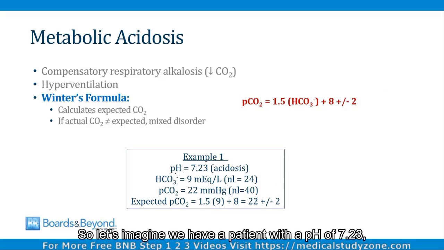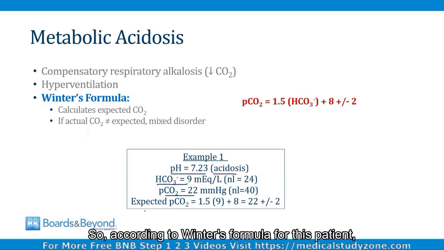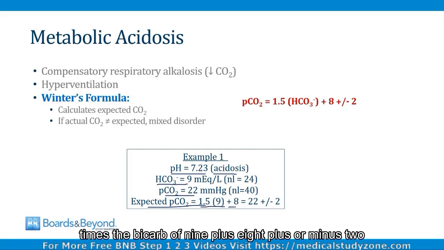So let's imagine we have a patient with a pH of 7.23 that's below the normal range, so this patient has an acidosis. The bicarb is 9, which is low, so therefore this must be a metabolic acidosis. And in any metabolic acidosis, you can apply Winter's formula to see if the carbon dioxide level you have matches what is expected. So according to Winter's formula for this patient, the expected carbon dioxide is 1.5 times the bicarb of 9 plus 8, plus or minus 2.